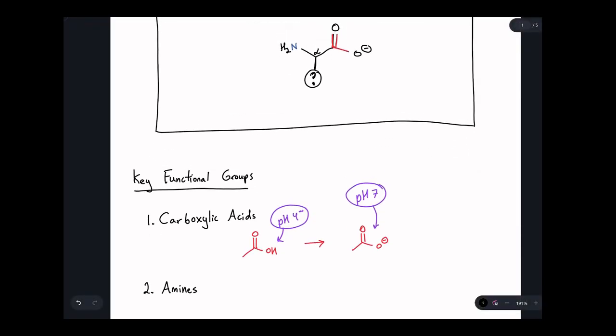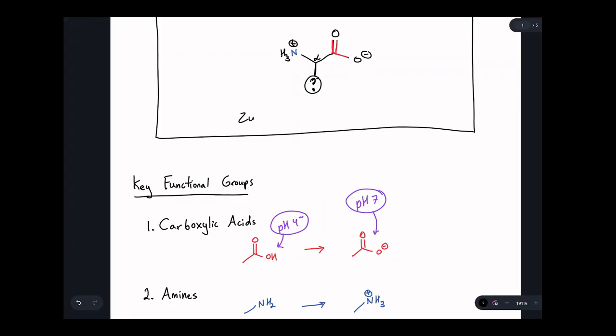Amines are similar, right? Amines, NH2, are actually going to be positive most of the time in biological systems. So we're going to see this being NH3+. So this is called the zwitterion, when you have both of these charges correctly drawn at pH 7 of the amino acid, just named after some guy named Zwitter, probably.